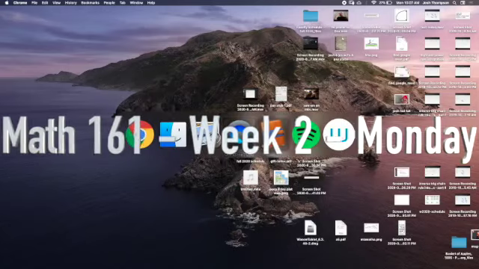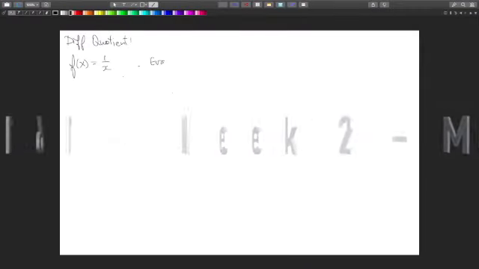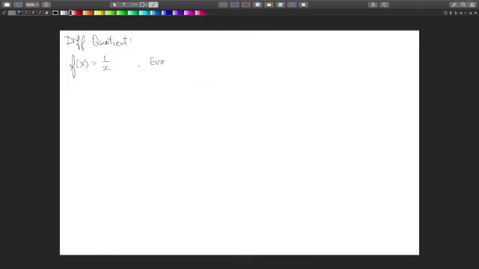So we are doing a difference quotient problem. Evaluate. So what are we evaluating? We're evaluating this thing: f of a plus h minus f of a, all over h. That's the thing. Okay. So if you know how to do that, then begin.